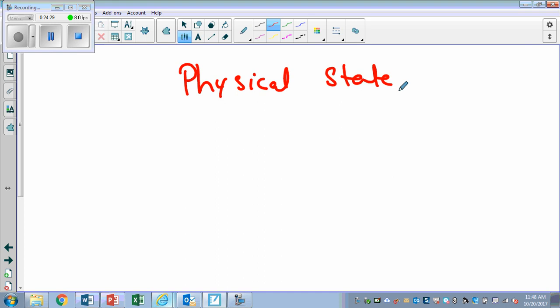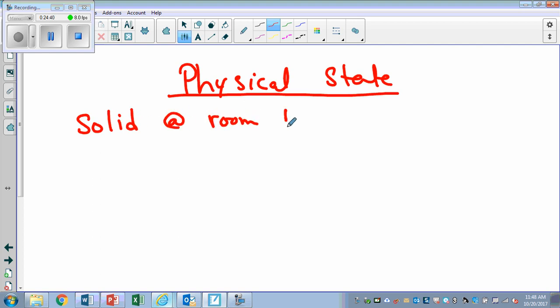Physical state of ionic compounds. All ionic compounds are solid, usually at room temperature. They form crystals and melt at relatively high temperature. They have very high melting points and boiling points.